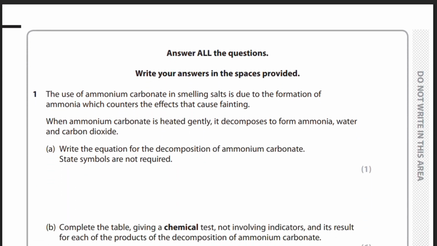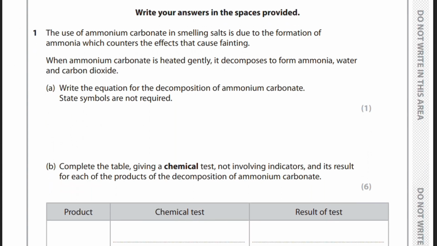The use of ammonium carbonate in smelling salt is due to the formation of ammonia, which counters the effects that cause fainting. When ammonium carbonate is heated gently, it decomposes to form ammonia, water and carbon dioxide. Write the equation for the decomposition of ammonium carbonate.